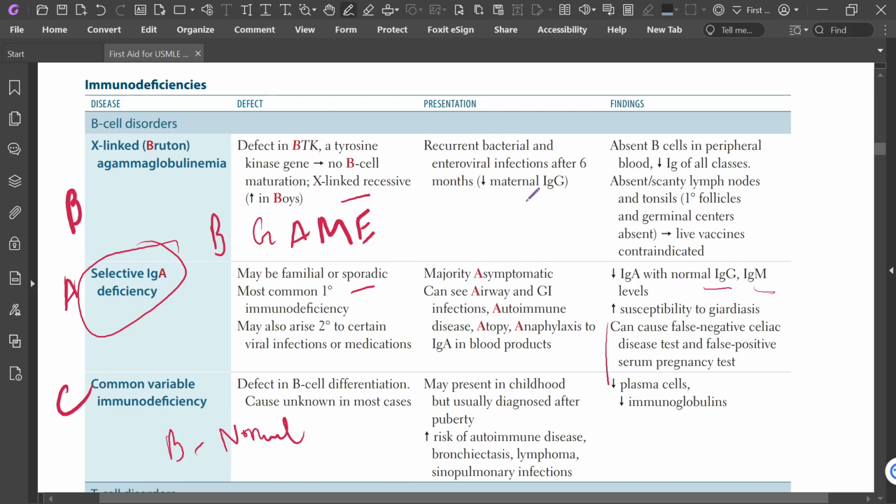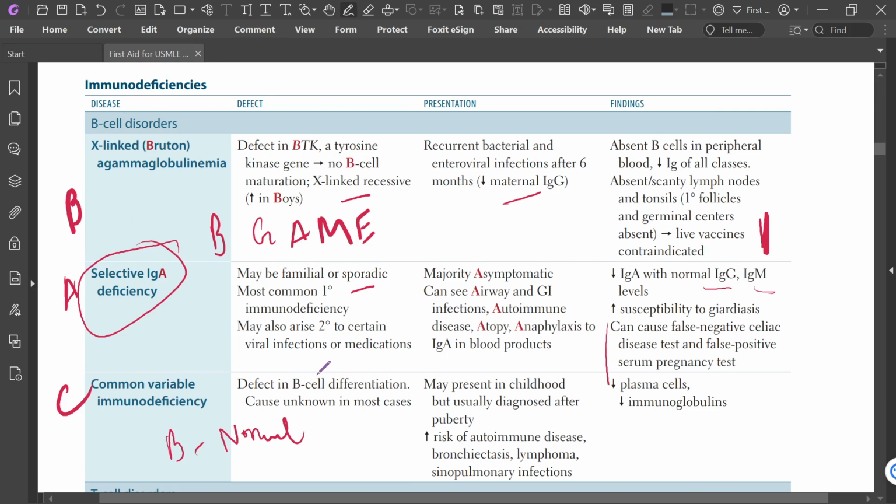with recurrent bacterial and enteroviral infections, decreased maternal IgG, absent B cells in the peripheral blood, and decreased immunoglobulins of all classes, with absent or scanty lymph nodes, tonsils, primary follicles, and germinal centers. Live vaccines are contraindicated in Bruton agammaglobulinemia.